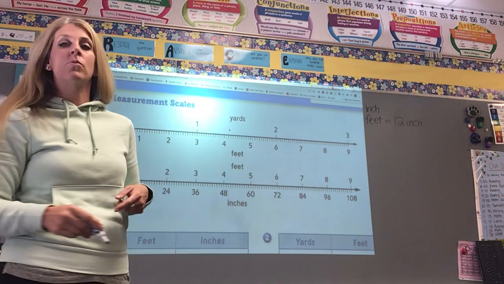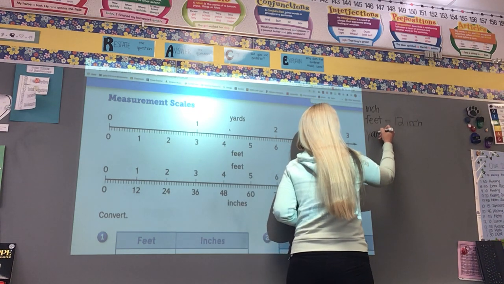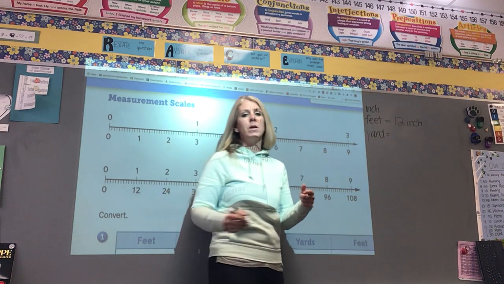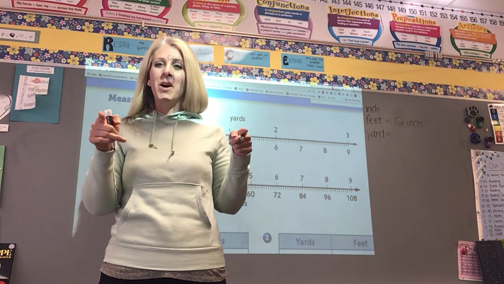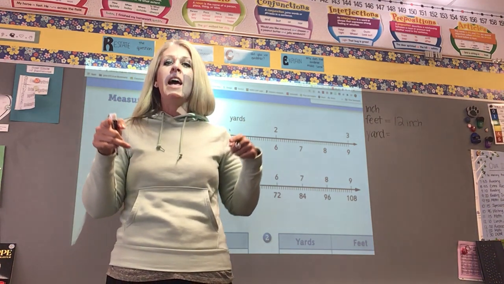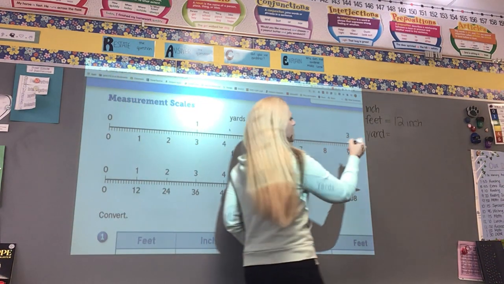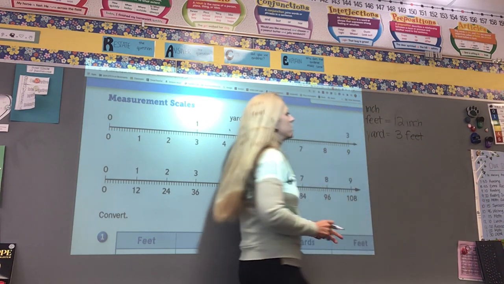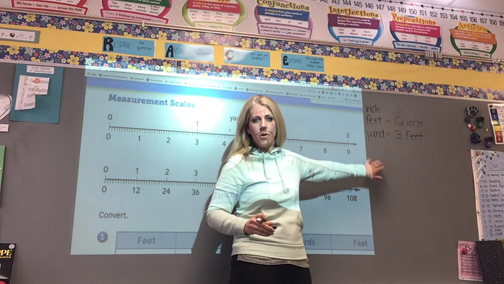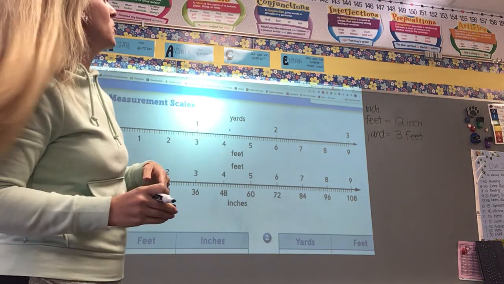So then the next one we're going to be talking about today is a yard. If you notice, each one of my words have been getting a little bit bigger. 1 inch on our ruler versus 12 inches that makes a foot. And then we're going to talk about a yard. So a yard would in fact be 3 feet. Okay, so those are the basics that we are working with today. 12 inches in a foot, 3 feet in 1 yard.